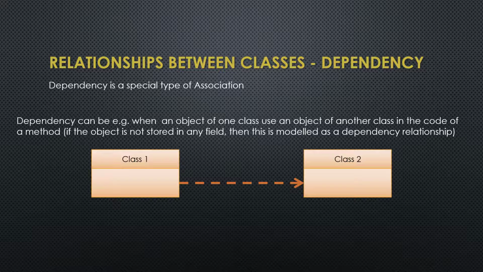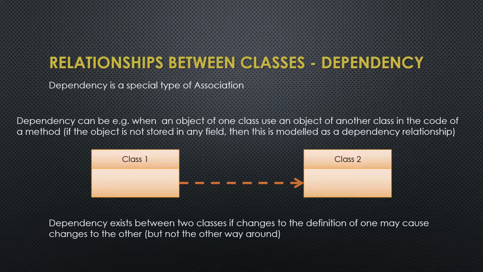Here we have class 1 dependent on class 2. Dependency exists between two classes if changes to the definition of one may cause changes to the other, but not the other way around. Class 1 depends on class 2.